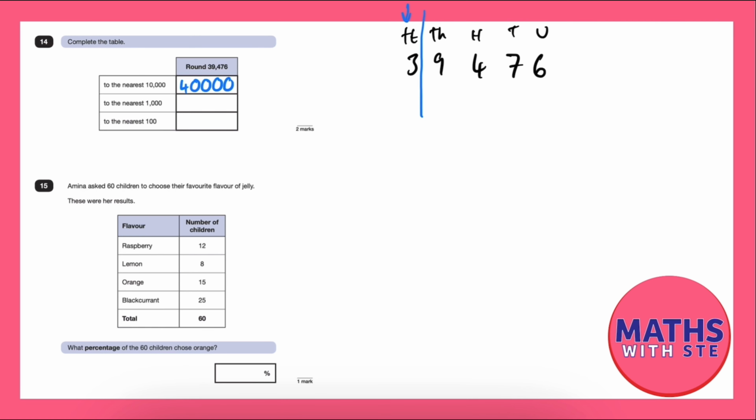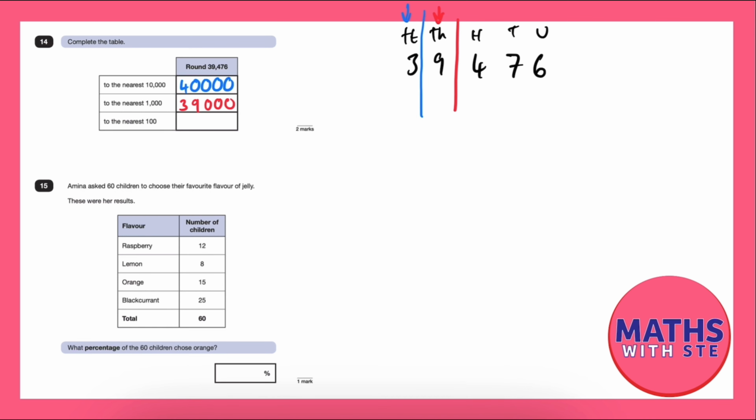Okay, next one. We need to do it to the nearest 1,000. Okay, so this time, this is the one that we're looking at. Okay, so I'll put a line next to that. Okay, so the 3 is going to stay the same. I can put that in straight away. Now, does the 9 change? Look to the right of it. No, it's a 4. A 4 is less than 5, so the 9 stays the same. And then how many numbers are there after it? There are 3. So it's 1, 2, 3, 39,000.